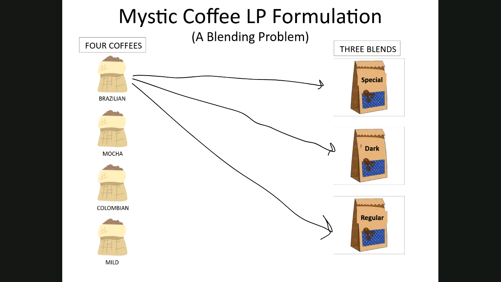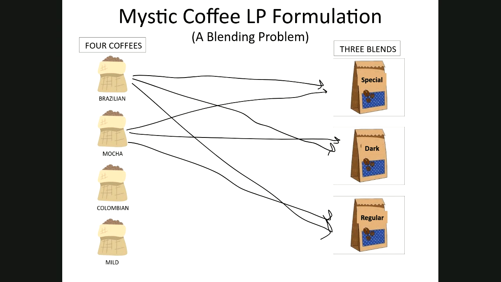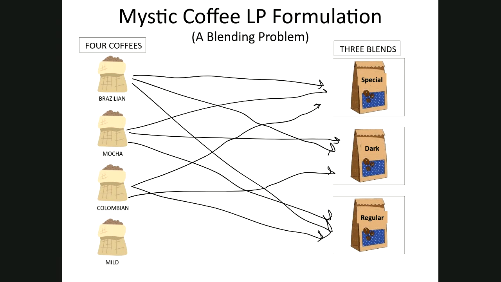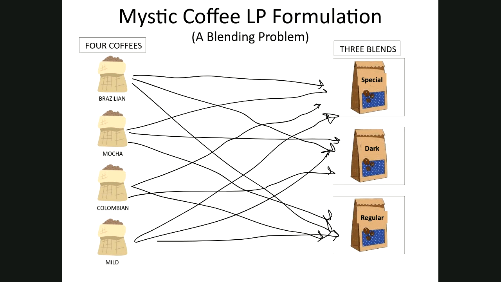We may choose to put mocha into Special, Dark or regular. And then, as you might expect, we're going to do the same for the Colombian. Can go into any of these blends. We can have mild go into the Special, into the Dark, or into the regular. And so hopefully you can see that it has exactly the same structure, except now we've got four coffees as our raw materials or our supply, and that we have 3 blends here as our demand.